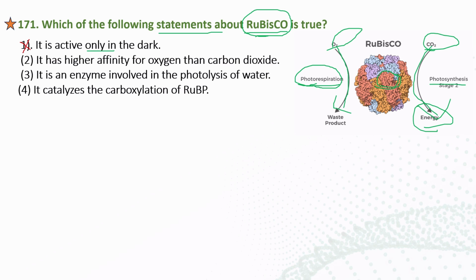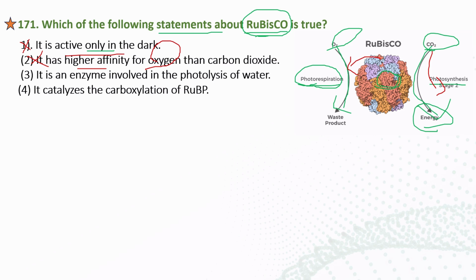It is not correct, and it has higher affinity for oxygen than carbon dioxide. Actually you cannot say that it is having higher affinity. If it is having the higher affinity for oxygen, it will not fix the carbon dioxide in the photosynthesis stage. It will be included in the respiration process. So this is not correct, it is not having higher affinity.